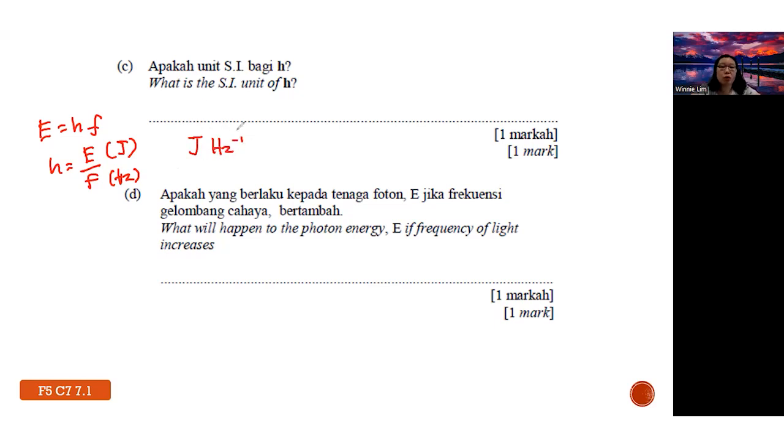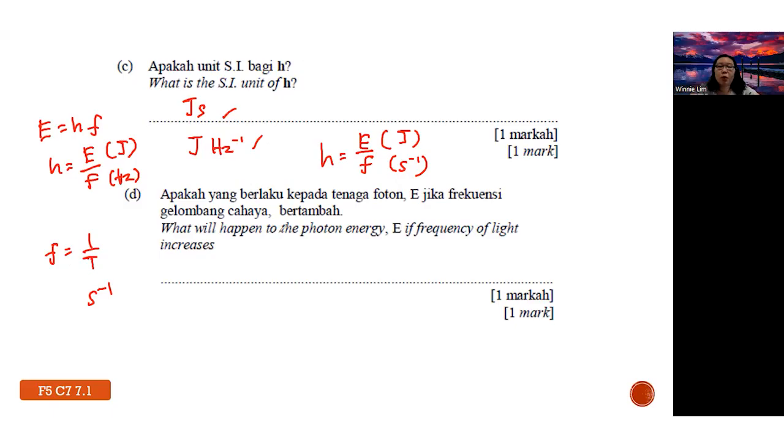But it's not so common that we use the hertz in the Planck constant. If you know that frequency is also the inverse of period, that means another unit for frequency is per second. Hence you will have another formula, h equals E over f. E is joule, f is per second, hence you'll get joule second. But they still accept either one, this or this.